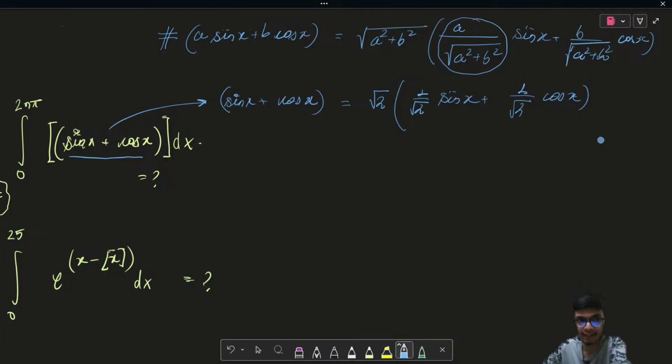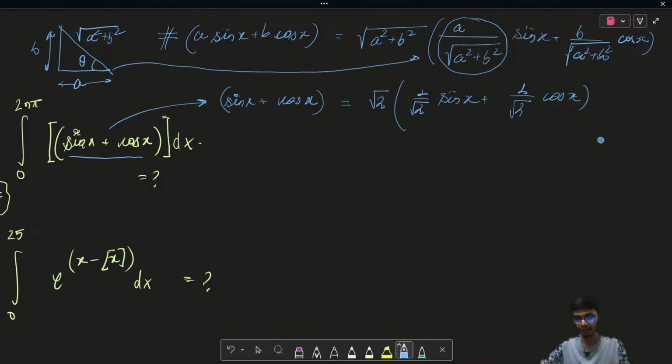If you assume a right angle triangle where this particular angle is theta, the hypotenuse has length square root of a square plus b square, and the base is given as a and the perpendicular as b, then I can relate this to cos of theta, and similarly this other relation to sine of theta, right?